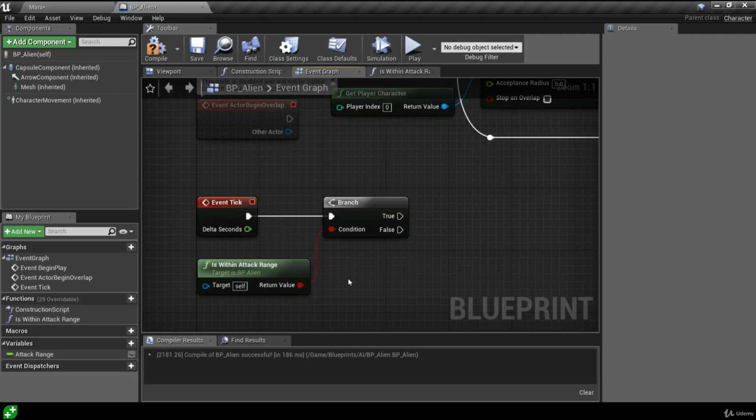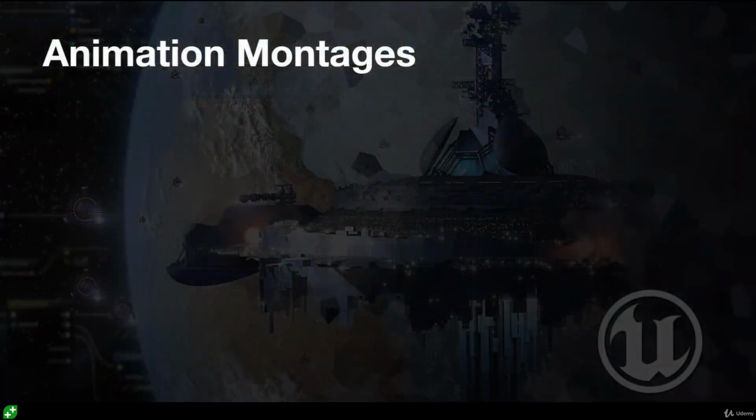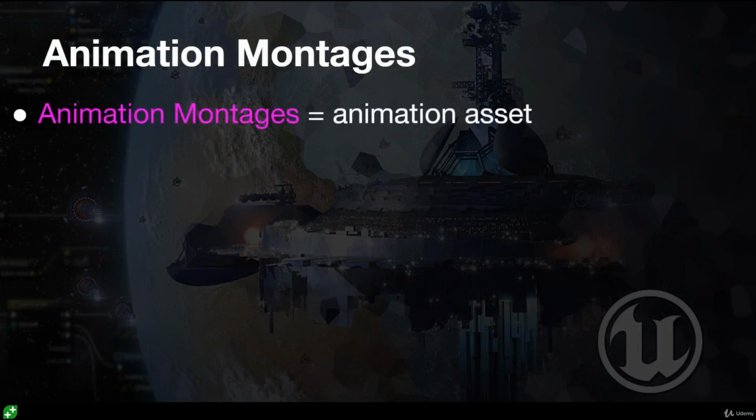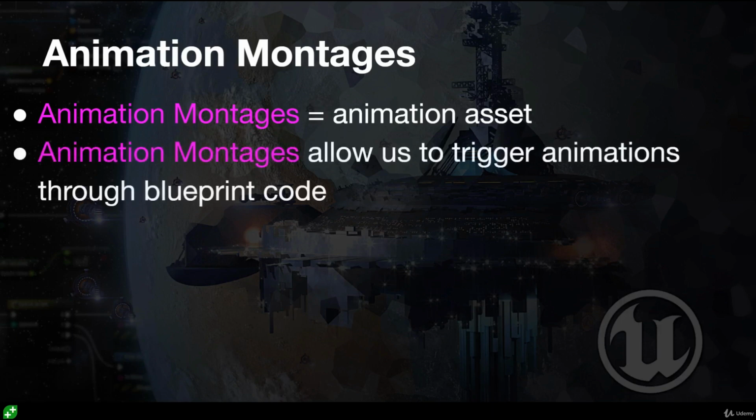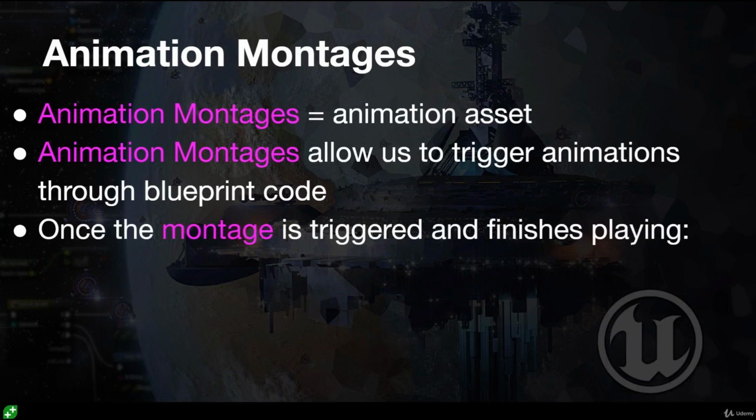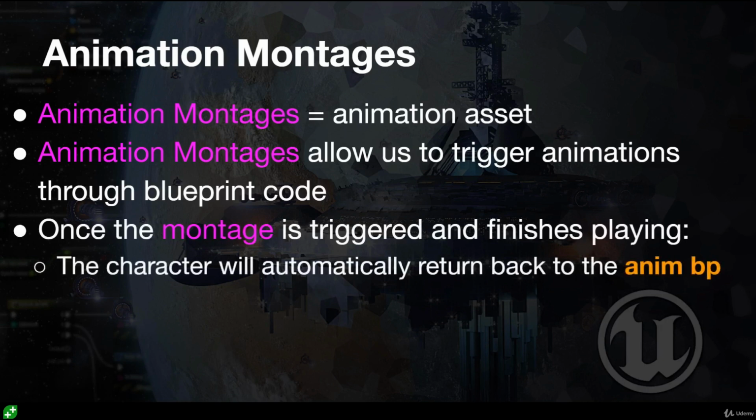Well, we're going to play an animation montage. Animation montages are an animation asset that we can create through the content browser. There's many different things we can do with them. They allow us to combine multiple animations together, they can loop sections of animations, they can trigger events at particular points in the animation, and more. But we're going to use animation montages at a very simple level. Animation montages are quite handy for us to use because they will allow us to trigger animations through Blueprint's code. Once we trigger an animation montage, it will play, but once it finishes, the character will automatically return back to playing the animations inside their animation blueprint.